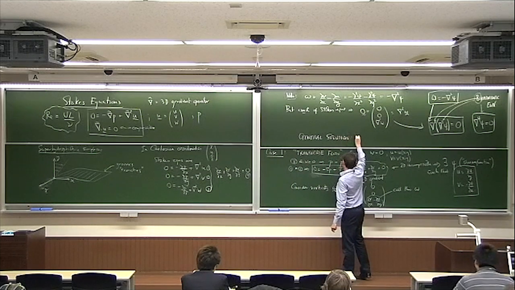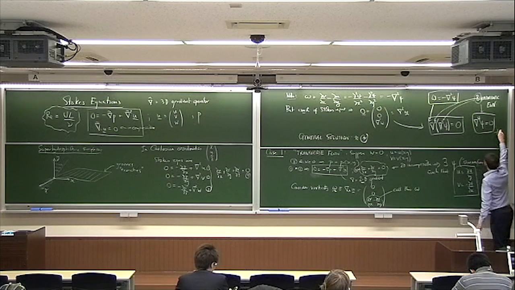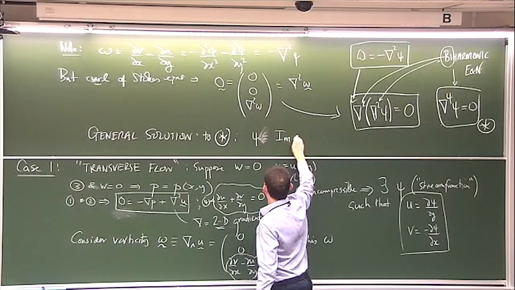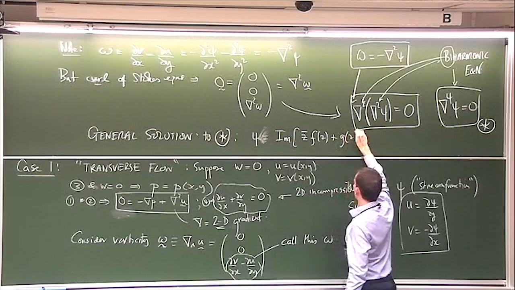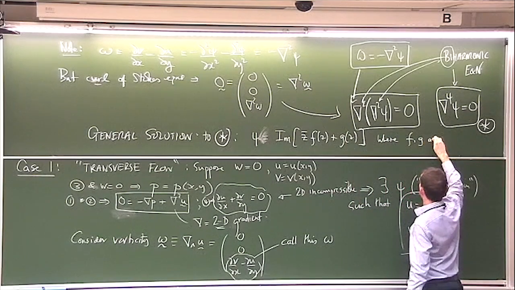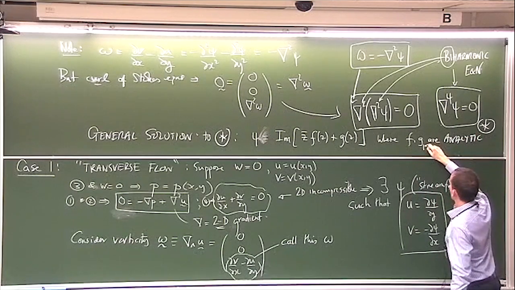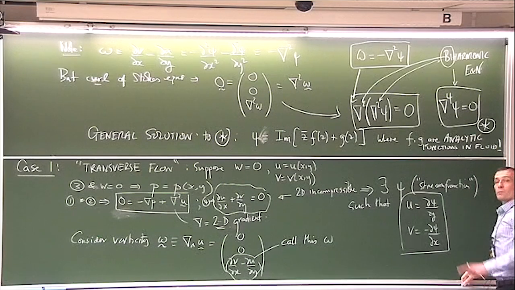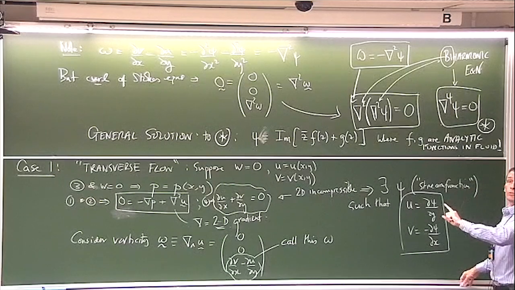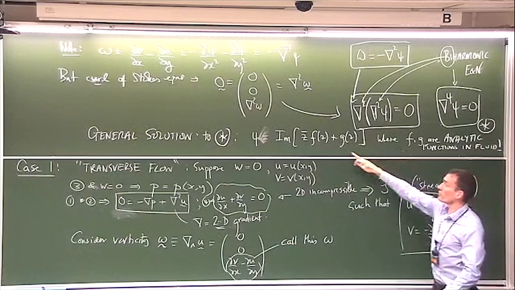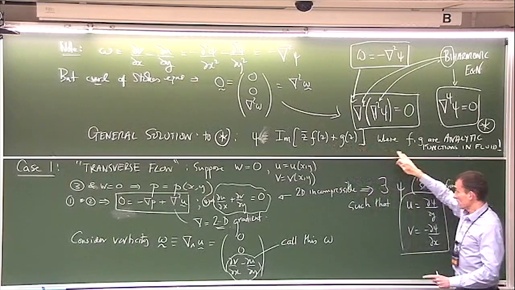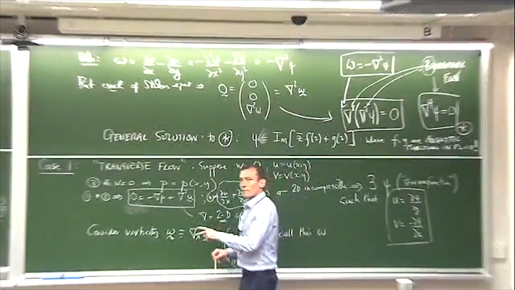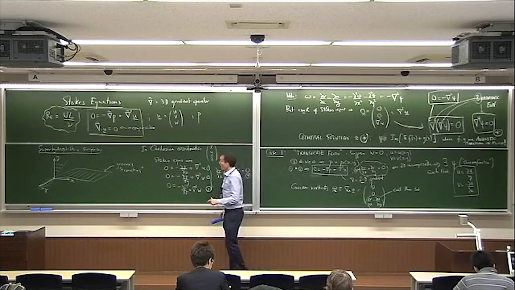There is a general solution to this equation that you can write down. And here it is. I'll just call it psi. That's where the complex analysis comes in, because I can write the general solution for my psi, which is the only thing I need to find, in terms of two functions that we're going to call analytic functions. They're analytic functions in the fluid, f and g. I'm going to tell you in a bit what I mean by an analytic function.